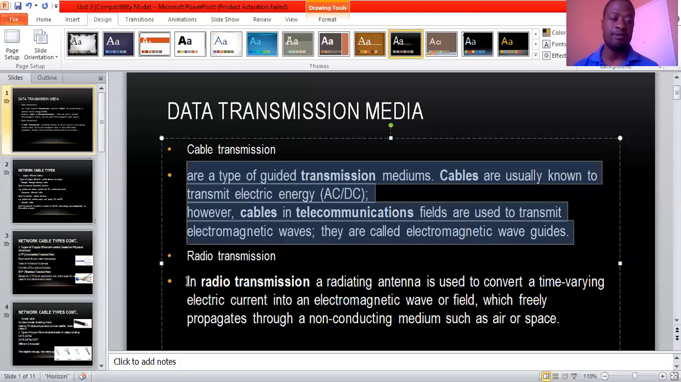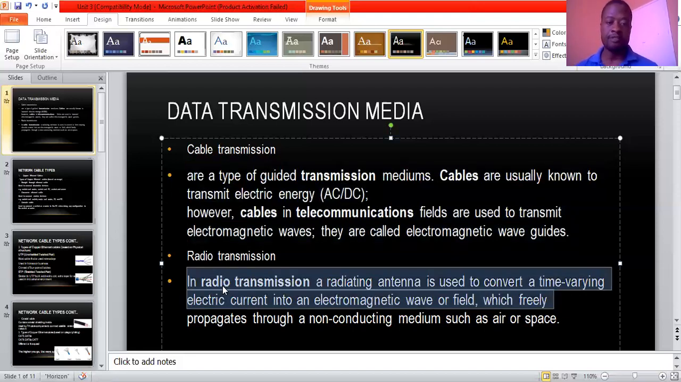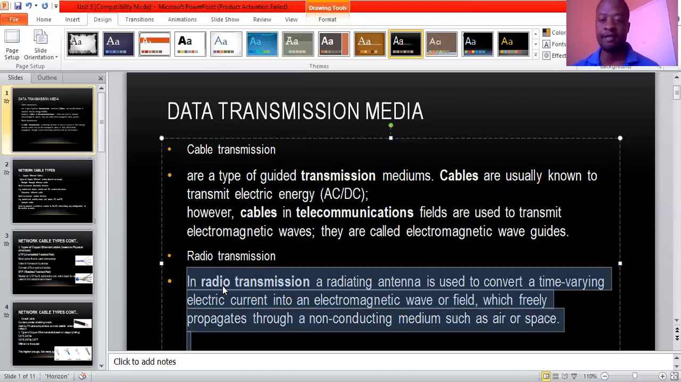Now moving on to radio transmission. In radio transmission, a radiating antenna is used to convert a time-varying electric current into an electromagnetic wave or field, which freely propagates through a non-conducting medium such as air. Take an example of an antenna.